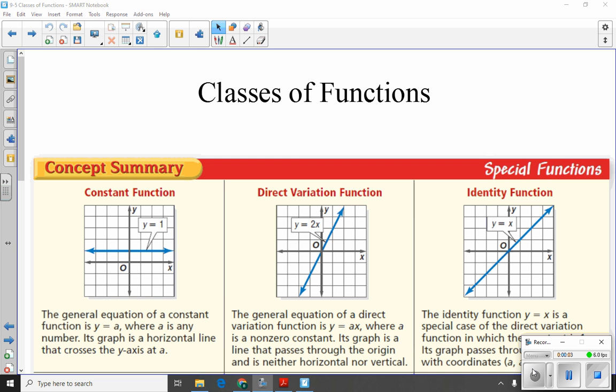Hello. Today I'm just going to give you a quick refresher on different classes of functions and their names.